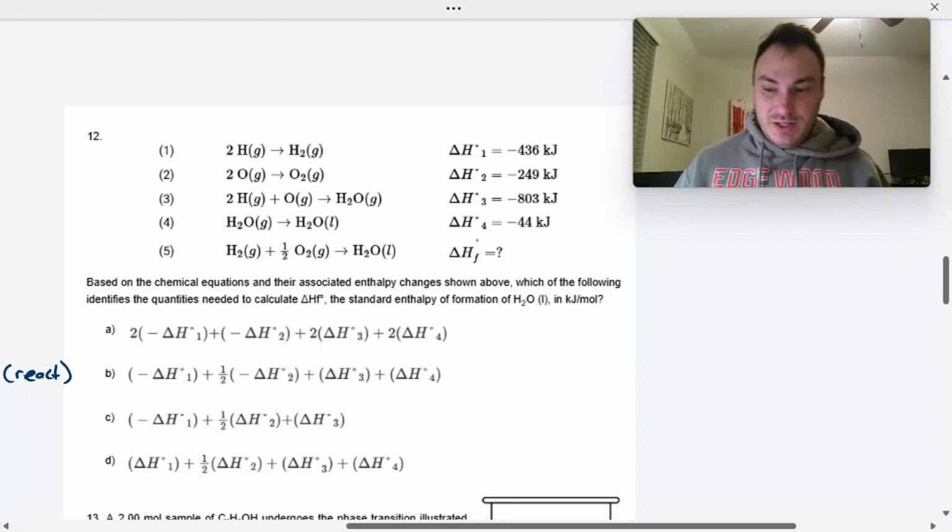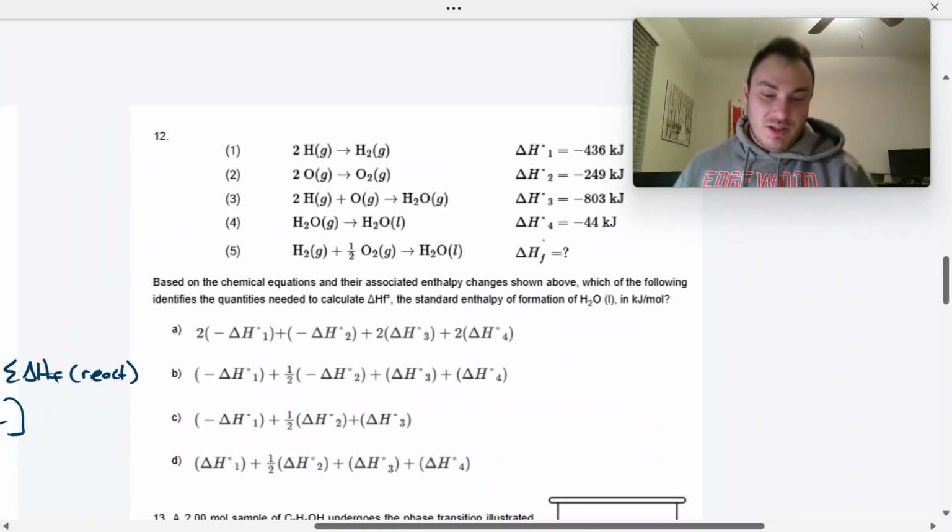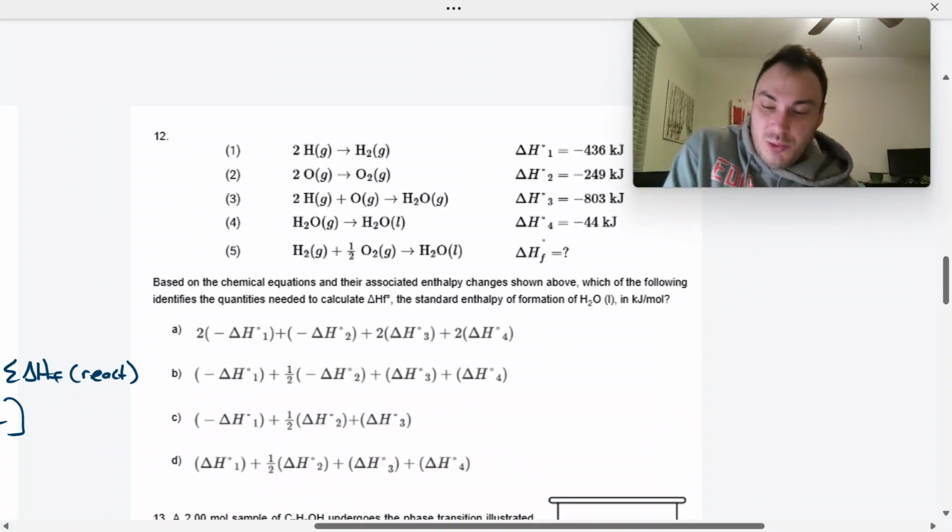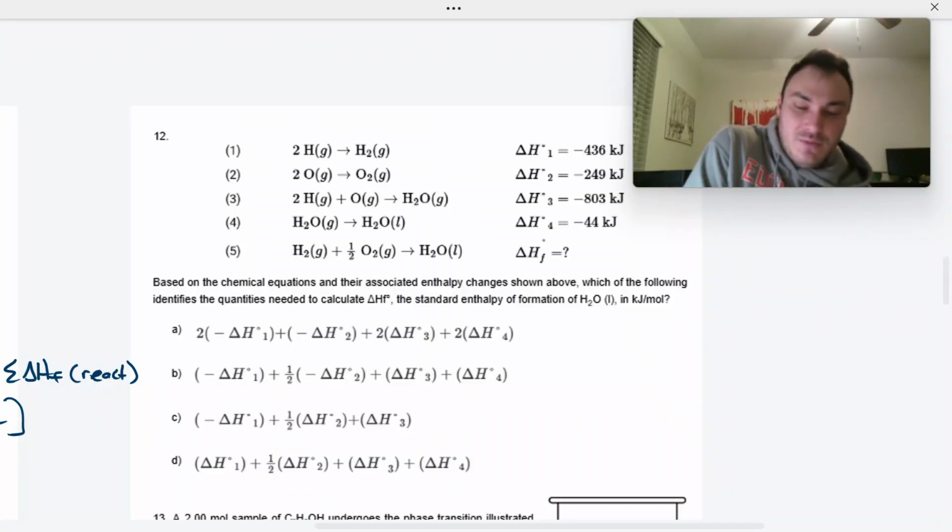Oh boy, this one looks like it has Hess's law. Based on the chemical equations and their associated enthalpy change shown above, which of the following identifies the quantities needed to calculate the standard enthalpy of formation for water in kilojoules per mole?